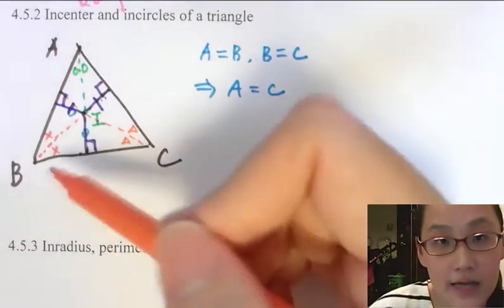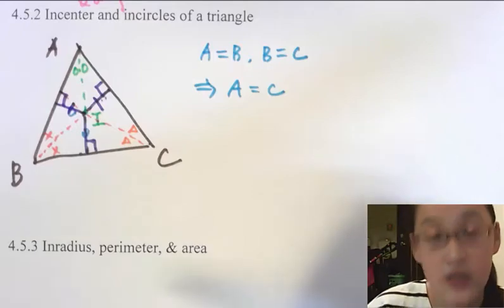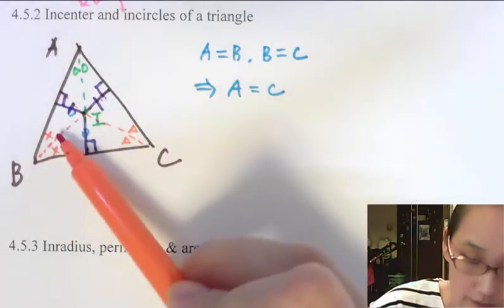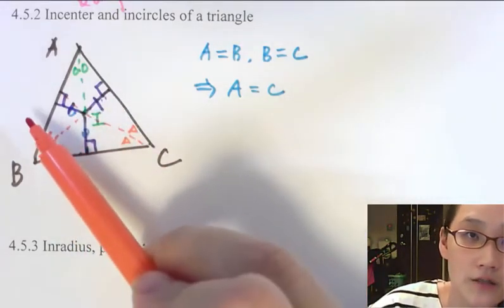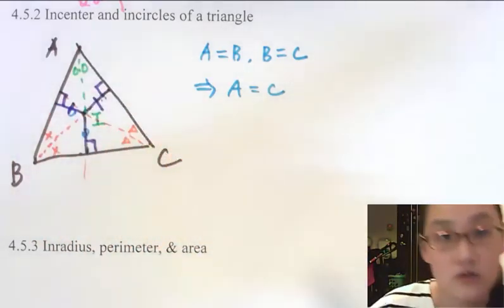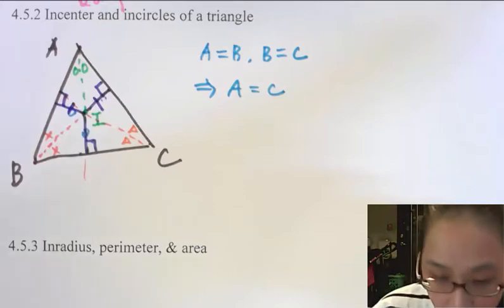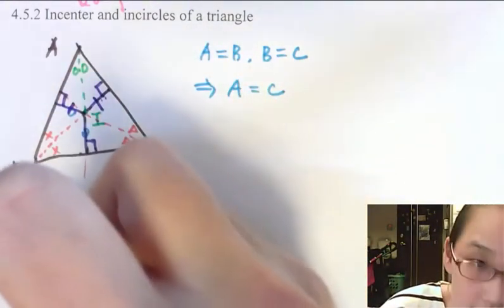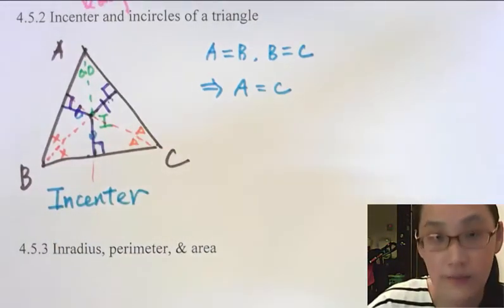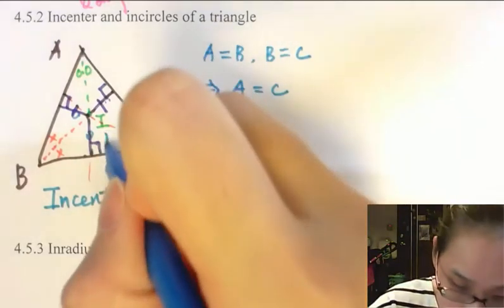So the reason why the three angle bisectors will intersect at one point is because of the property of the angle bisector. The distance from any arbitrary point on the angle bisector to the two sides will always be the same. So therefore the three angle bisectors in a triangle will intersect at the same point, and this is what we call an incenter. So an incenter in a triangle is the intersection of the three angle bisectors in a triangle. So this is what we call an incenter.